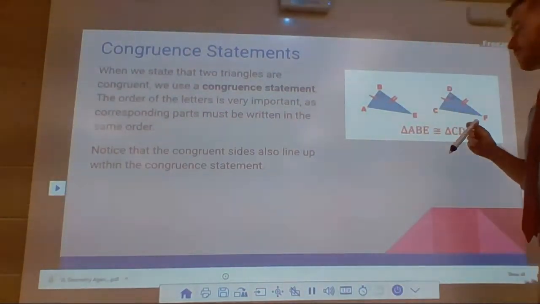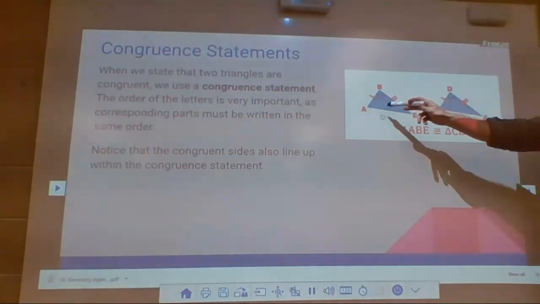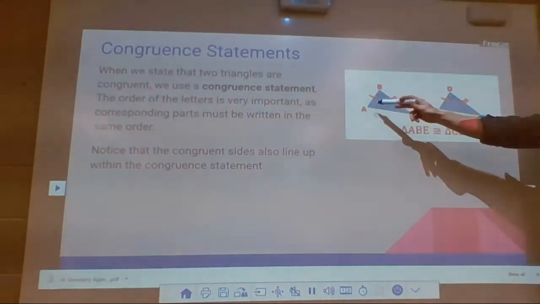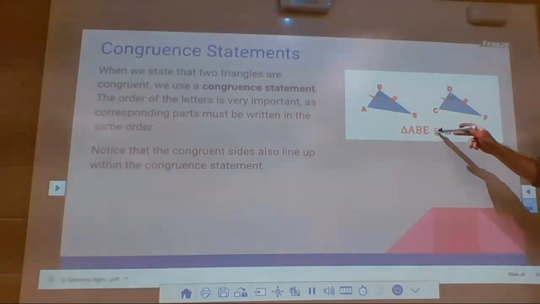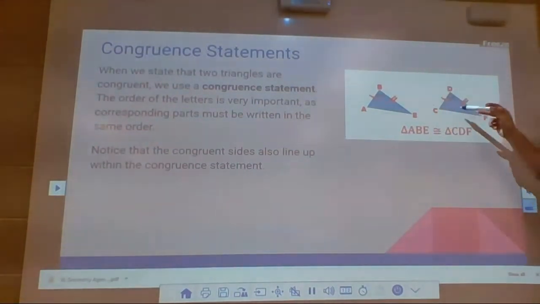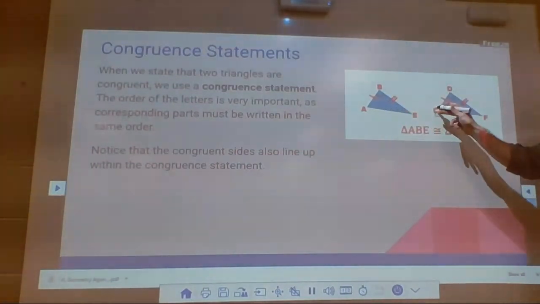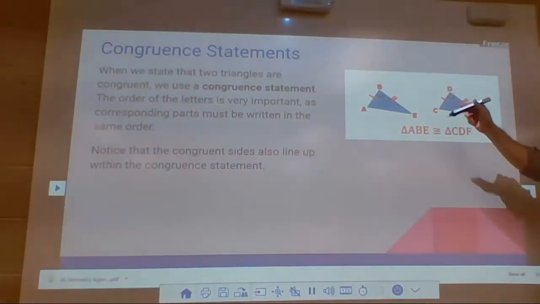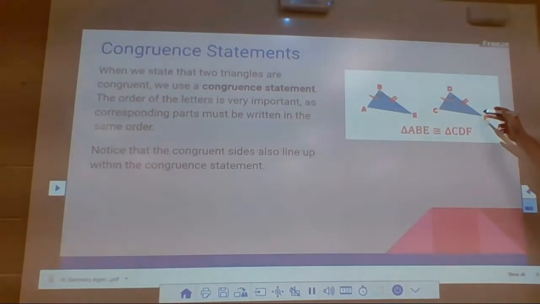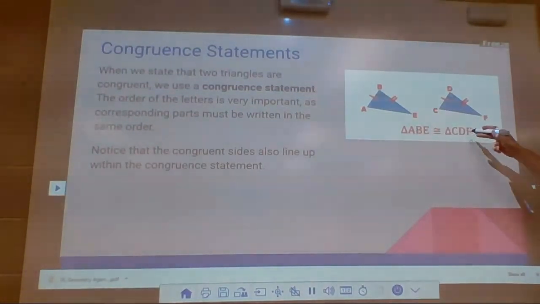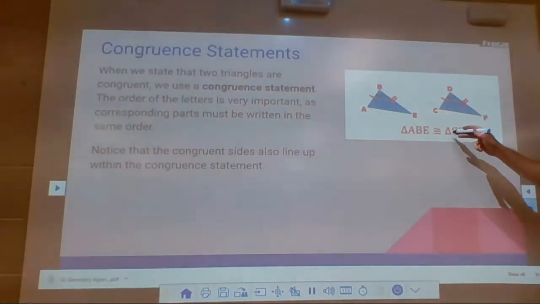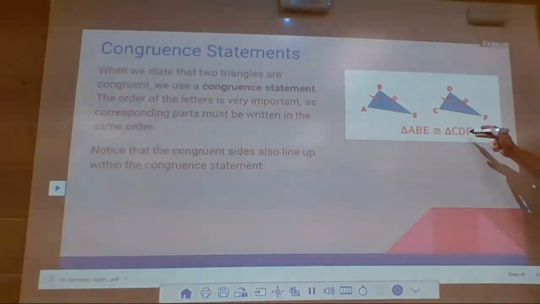Okay, so you can see this example. Triangle ABE is congruent to triangle CDF. So see how angle A matches up with angle C, angle B matches up with angle D, angle E matches up with angle F, and you can see that reflected in the congruence statement. A to C, B to D, E to F.